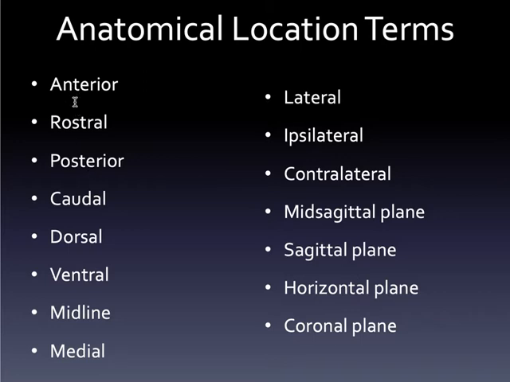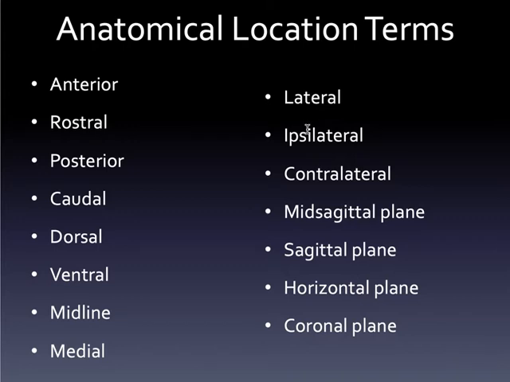Okay, so let me show you these terms as it relates to the rat brain, and then hopefully when we get into the human brain, you'll be able to see the difference. So anterior means towards the front, rostral means towards the nose, posterior means towards the back, caudal means towards the tail, dorsal means towards the back, ventral means towards the belly. The midline is the line of symmetry in a bilaterally symmetrical animal. We'll see that in a moment. Medial means closer to the midline. Lateral means further away from the midline.